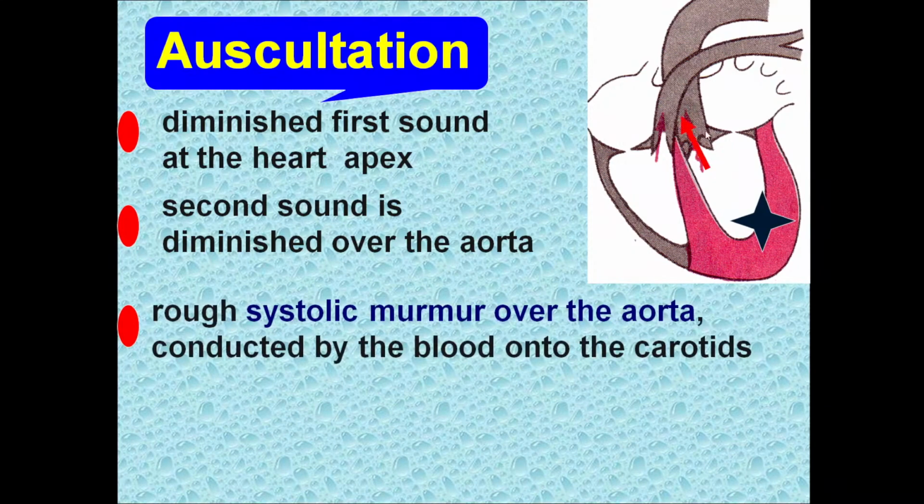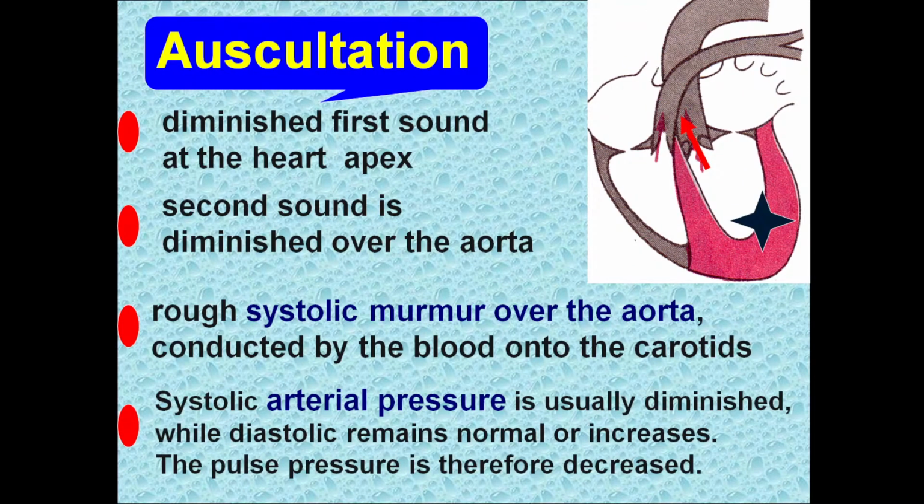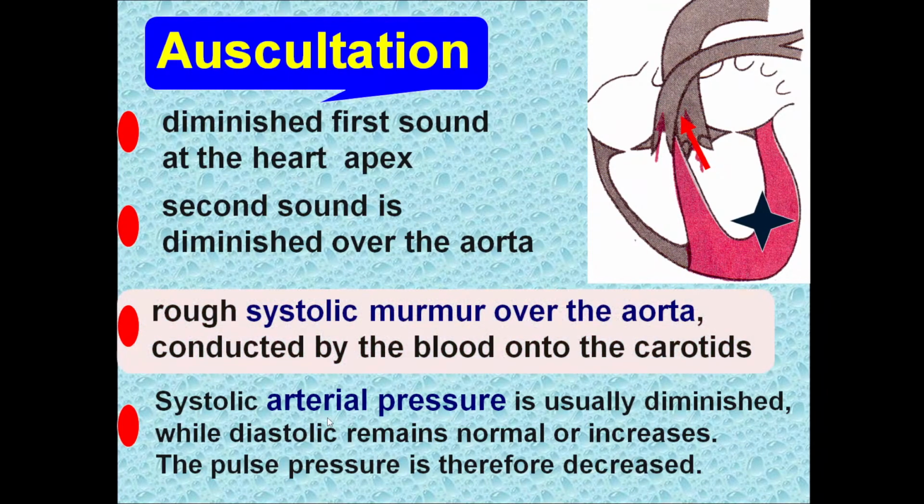And we'll hear turbulent movements of the blood which goes through the narrowed aortic orifice. Rough, loud systolic murmur over the aorta conducted onto the carotid artery, and first of all the right carotid artery. I told you that systolic blood pressure diminishes, but diastolic will be nearly normal. As a result, pulse pressure decreases. And again, I'll draw your attention: the visiting card of aortic stenosis is a rough systolic murmur over the aorta conducted onto the carotid arteries.